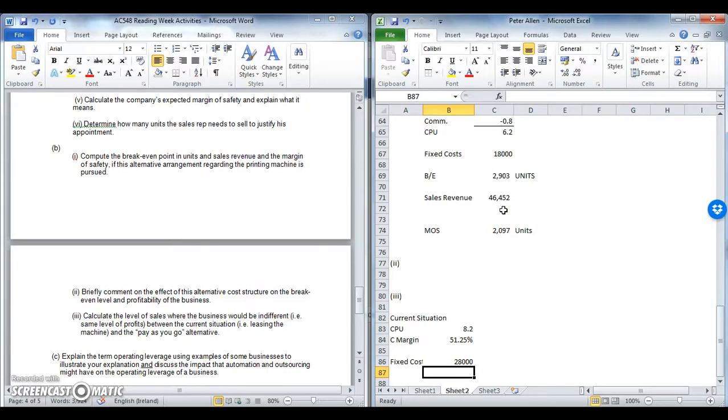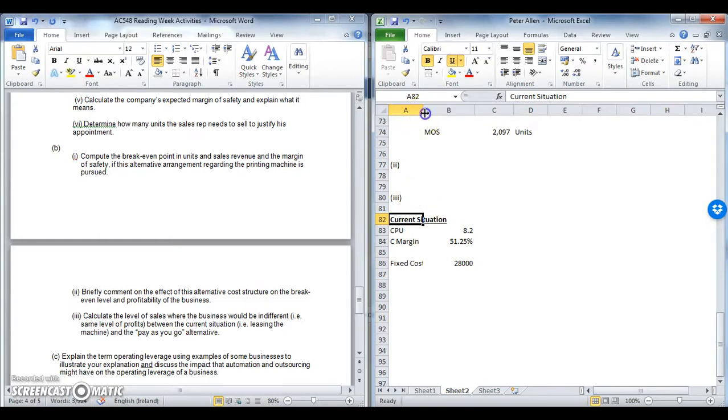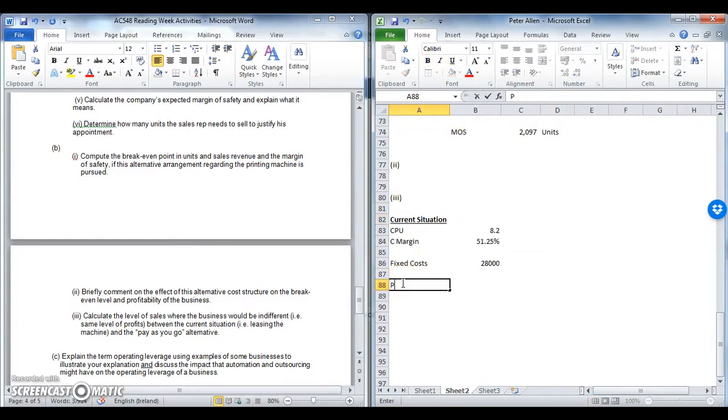So this will tell you where, either or, taking either option of leasing it or pay-as-you-go, it doesn't really make a difference. That will give you useful information to see what level of volume we have to get to. So that gives you an idea of the current situation, and we'll do the same for the pay-as-you-go. So we call it PAYG situation.